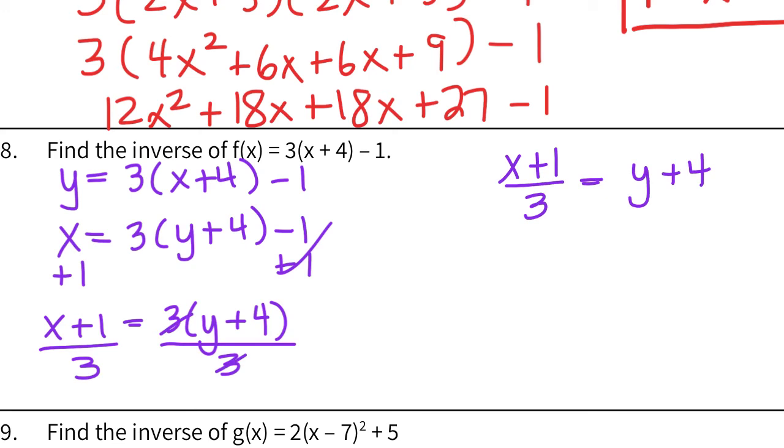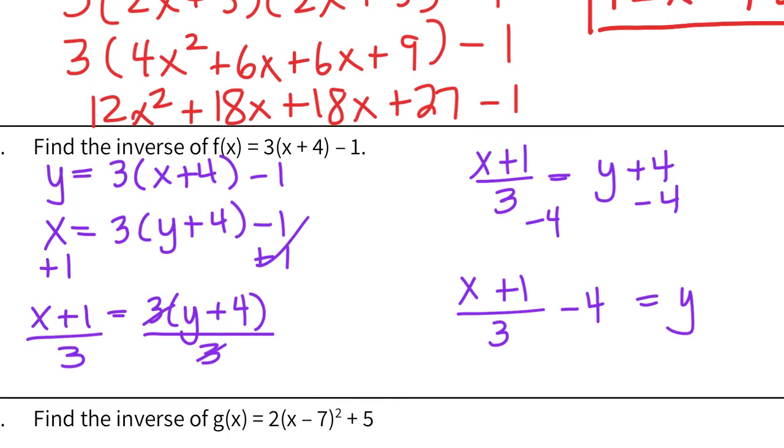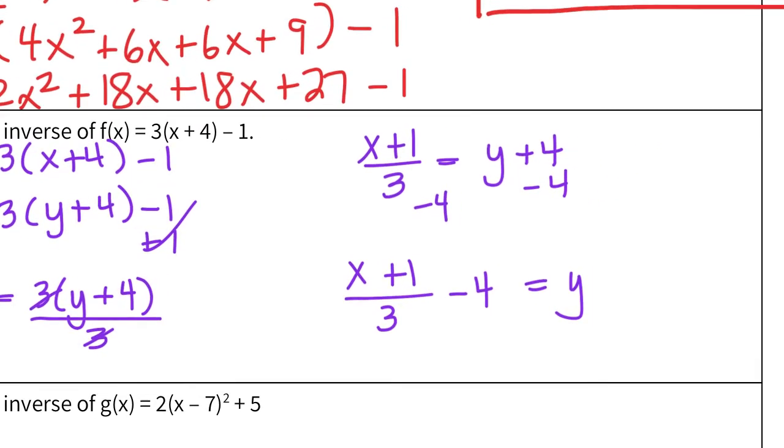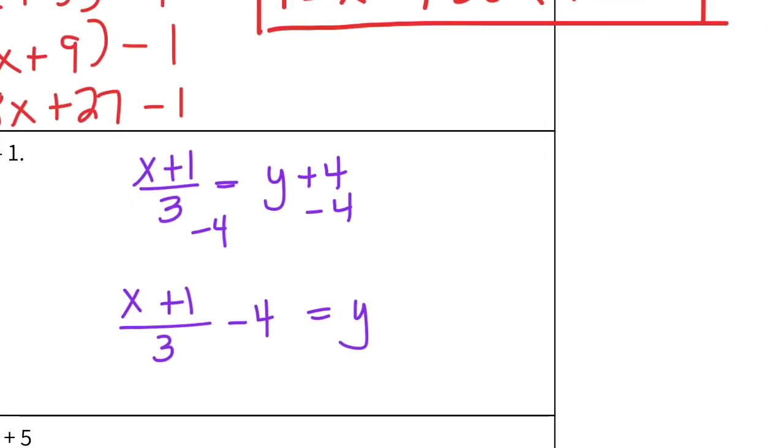And one last step, I would subtract 4 from both sides. But that 4 is not going to be part of the giant fraction. It's going to be separate. Okay, so now y is all by itself, so you are done. This is the inverse function already. But we need to write it in inverse function notation. So you're going to write f with the little -1, that's the symbol for inverse, of x, equals what we just found.